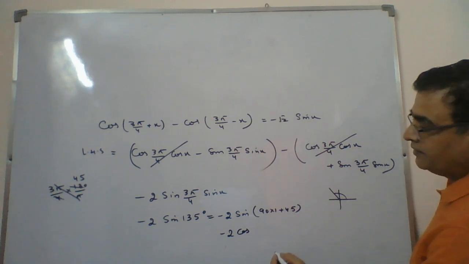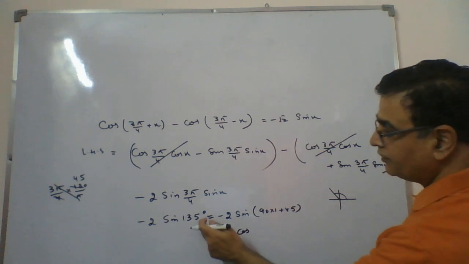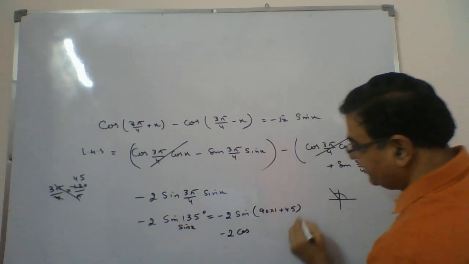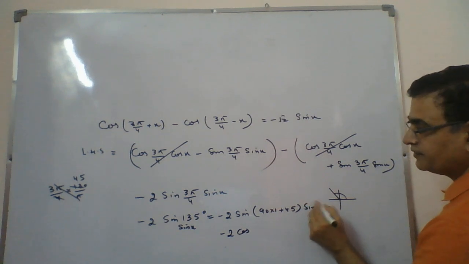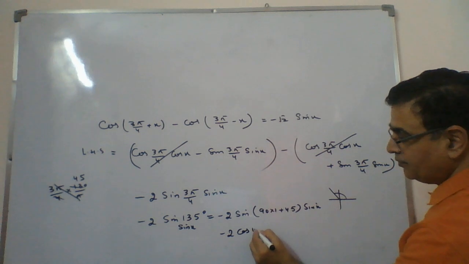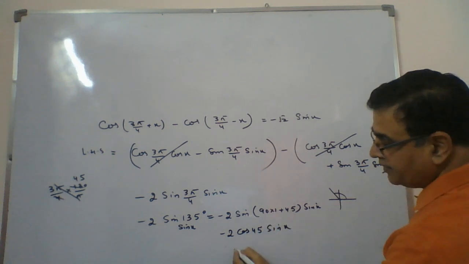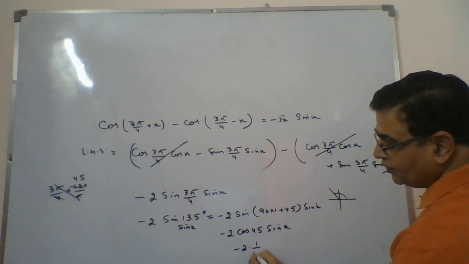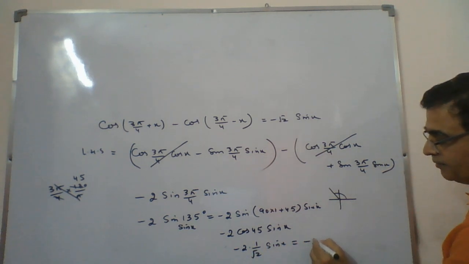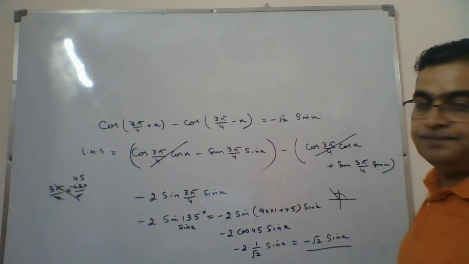And then this is sine 135 and sine x is also there. So here it is also sine x, because this is sine x we have written. So minus 2 cos, this will be 45 degree, and then sine of x. Then it comes out to be minus 2 into 1 by root 2, then sine of x. Then it comes out to be minus root 2 sine of x, which is the result.